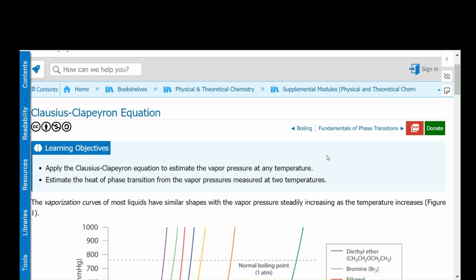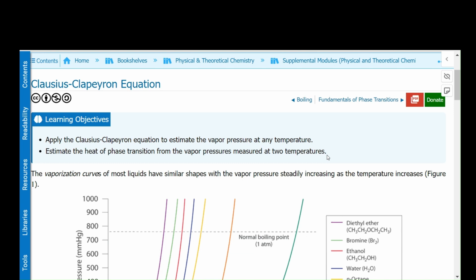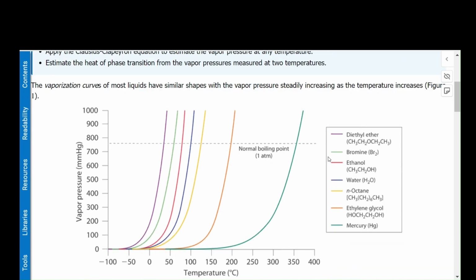So now we're going to talk about the Clausius-Clapeyron relationship. This seems pretty out there, but it's going to show up several times during the course. The main idea is that if we have different liquids, then we talked about the intermolecular forces. The stronger the intermolecular force, the higher the melting point, boiling point, all those things associated with it.